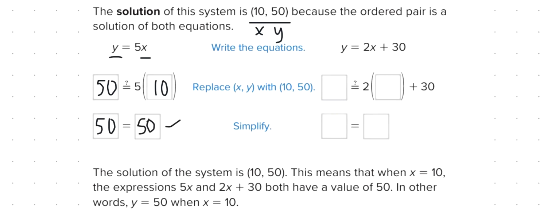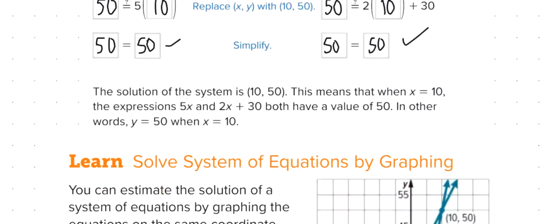Now let's do it with the other one. The other one needs to work also. Instead of y, we're going to put 50, and instead of x, we're going to put 10. So 50 is equal to 2 times 10, which is 20, plus 30 is 50. So 50 is equal to 50. That's also correct. So the solution of this system of equations is (10, 50). This means that when x is equal to 10, the expressions 5x and 2x plus 30 both have a value of 50. In other words, y is equal to 50 when x is equal to 10.